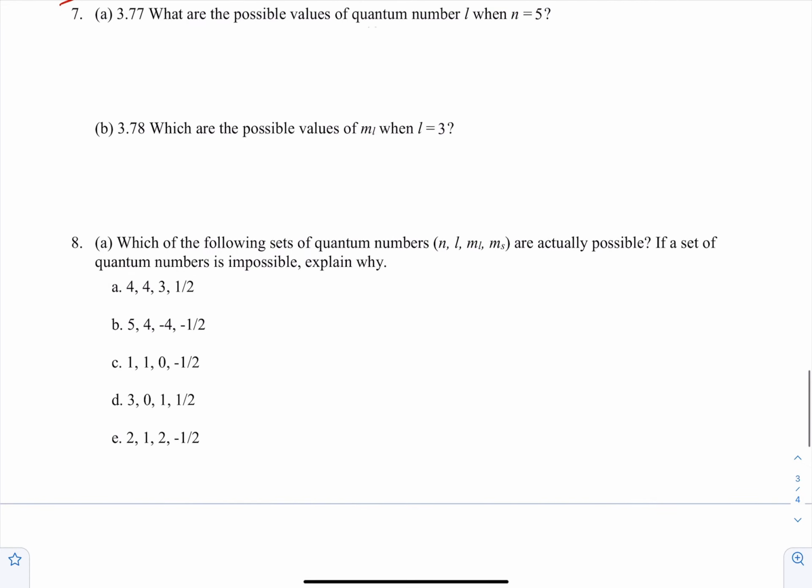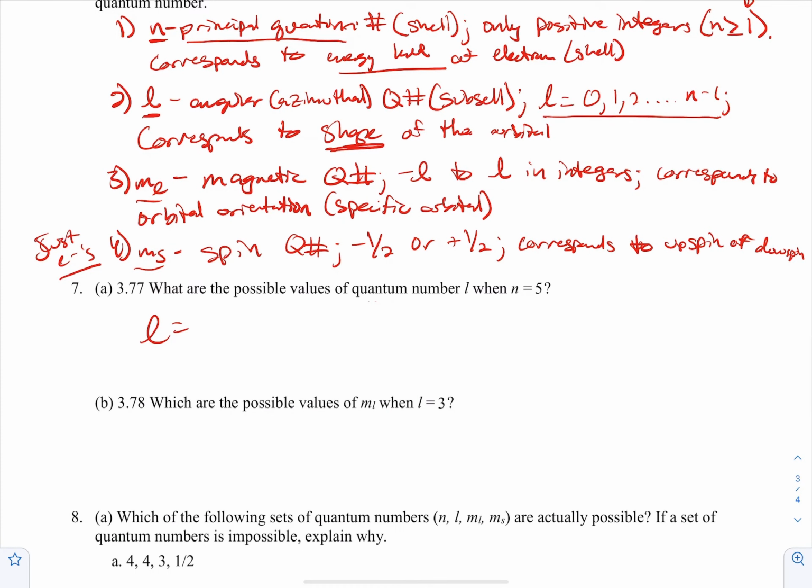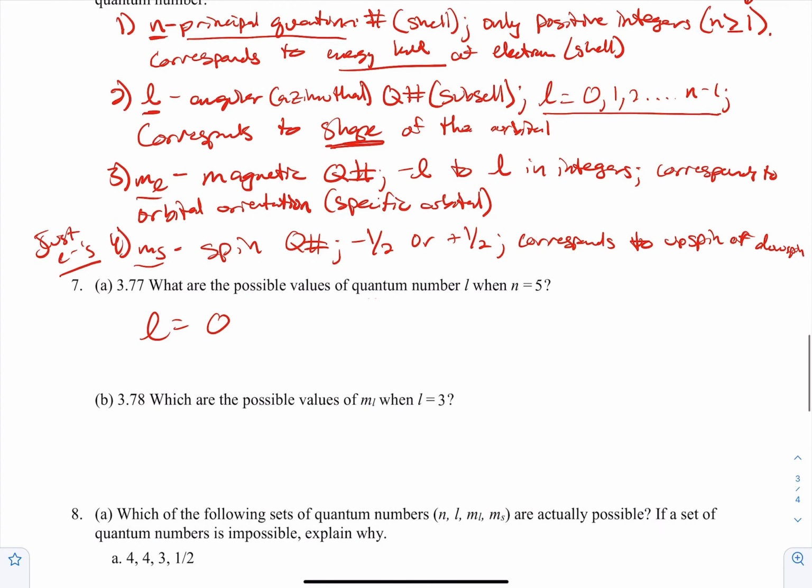Okay, number 7. Putting this into practice: what are the possible values of quantum number L when n is equal to 5? Remember that the rule is that L can be up to, in positive integers, up to n minus 1. So L can be 0, 1, 2, 3, and 4, but it cannot be 5. It can't be equal to n. So this would be our answer for 7a.